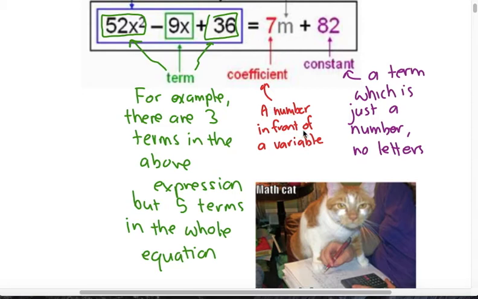So coefficient, it's a number that's being multiplied by the variable. If you want, you can say in front of the variable, but more mathy, it's a number that has been multiplied by the variable. Okay, that's called the coefficient.